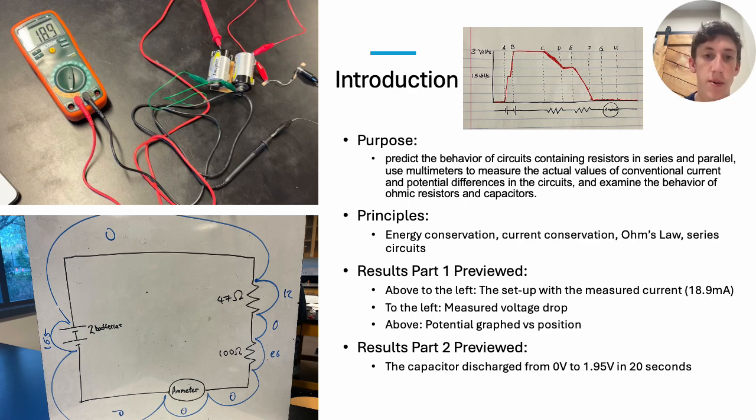The results found in part one are the three graphs showing the potential differences in the bottom left, and then the volt changes in the potential differences in the top right, the current changes in the bottom left, and the measured current in the top left. The results in part two preview was just the capacitor discharging from 0 to 1.95 volts while charged to the 10 ohm light bulb, which just means it basically lost about 2 volts of charge.